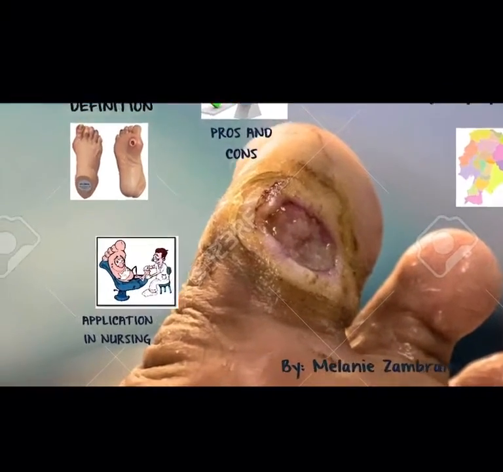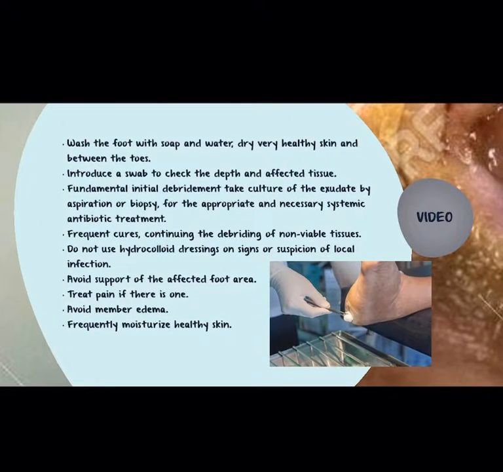Application in nursing. Wash the foot with soap and water. Dry very thoroughly the skin and between the toes. Introduce a swab to check the depth and affected tissue. Fundamental initial debridement. Take a culture of the exudate by aspiration or biopsy for the appropriate and necessary systemic antibiotic treatment. Frequent, continuing debridement of non-viable tissues.